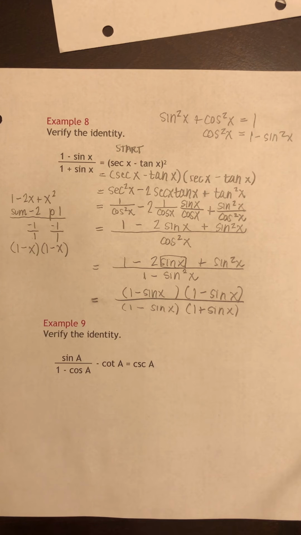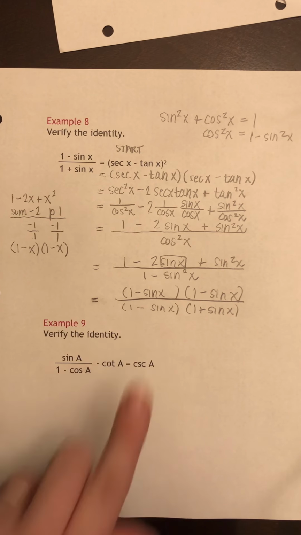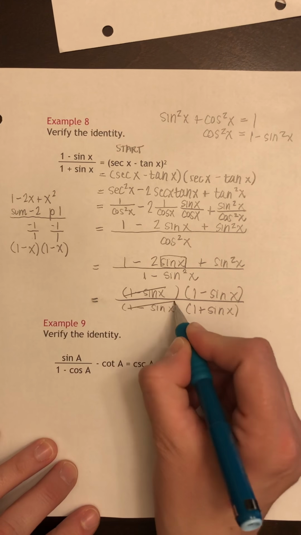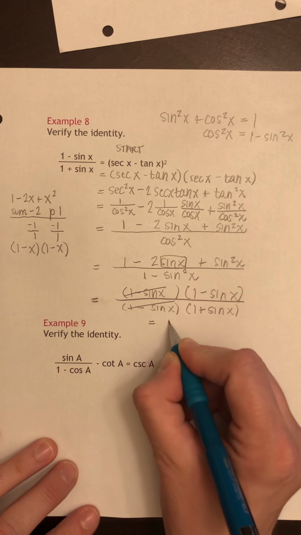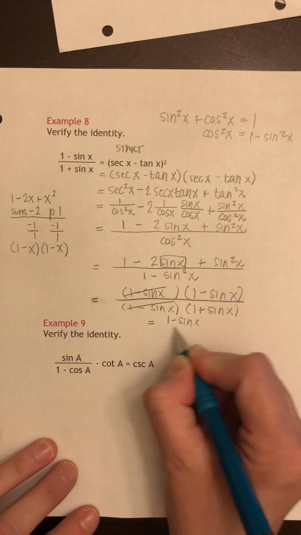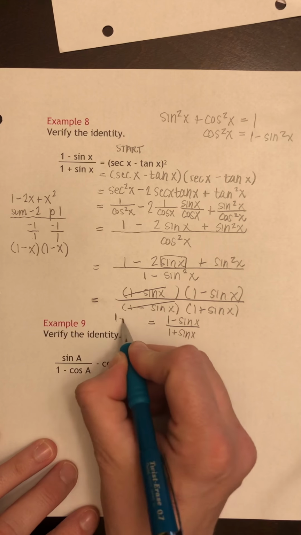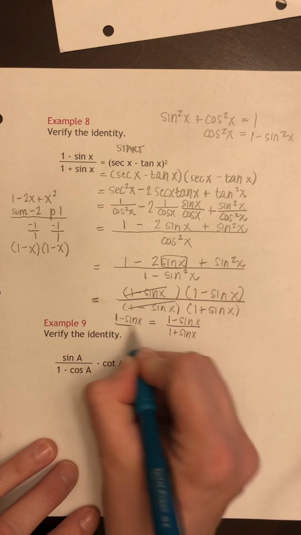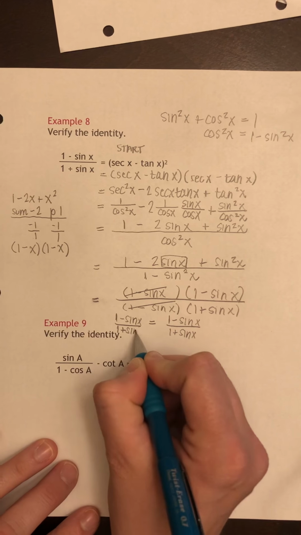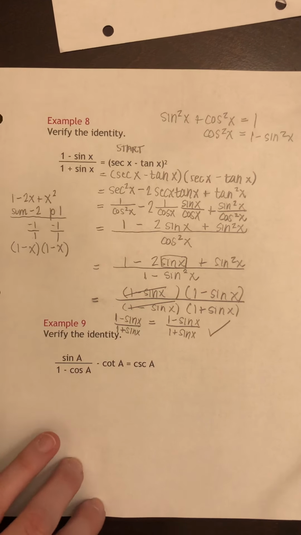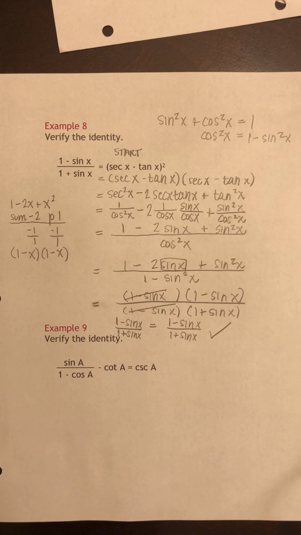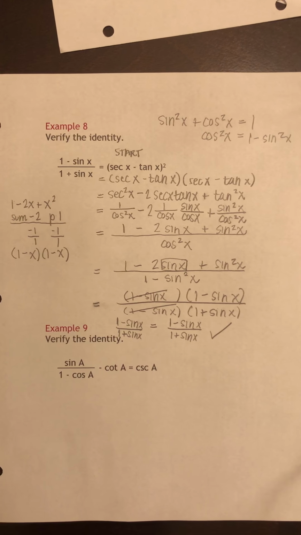Now, why is that good news? Well, look, we have a 1 minus sine x in both the numerator and the denominator, which now leaves us with 1 minus sine x over 1 plus sine x. And I love that, because that is the same thing over here on the left. So we used a lot of algebra skills in example 8.